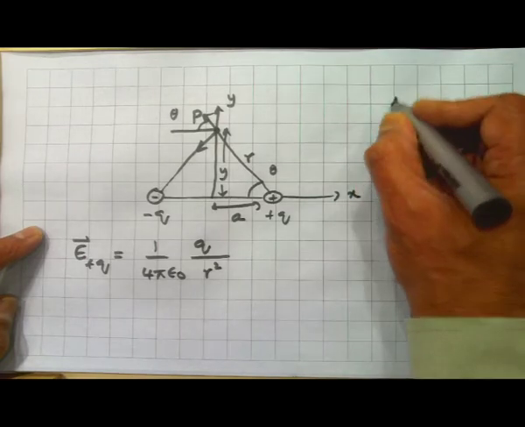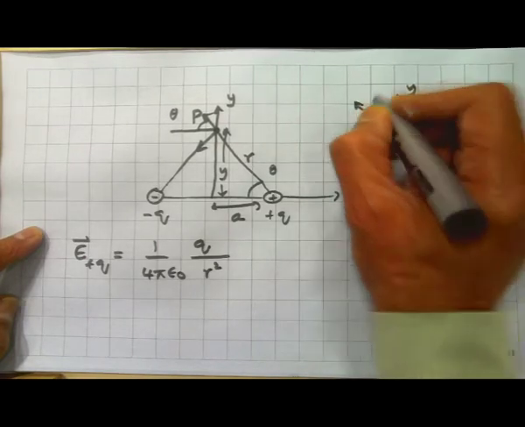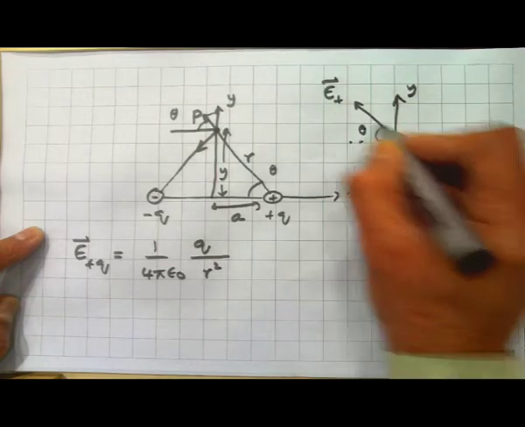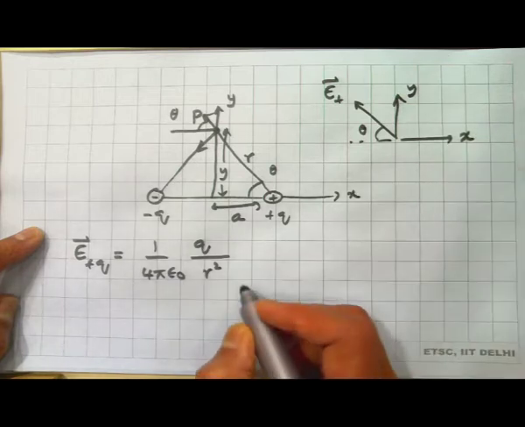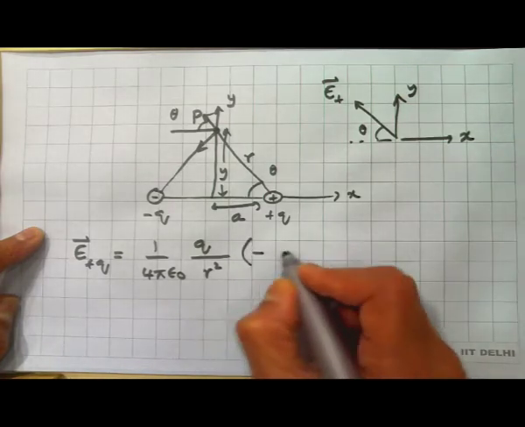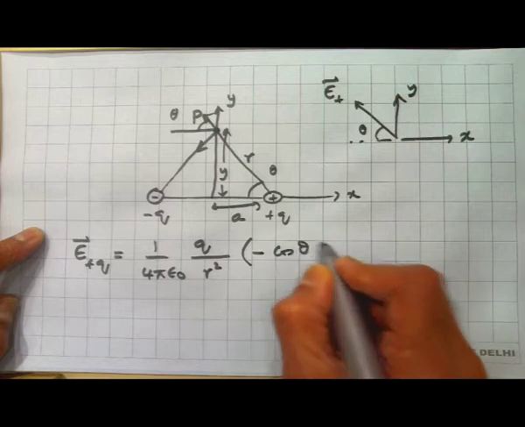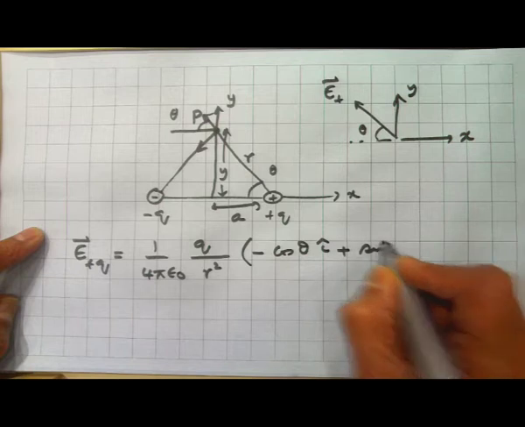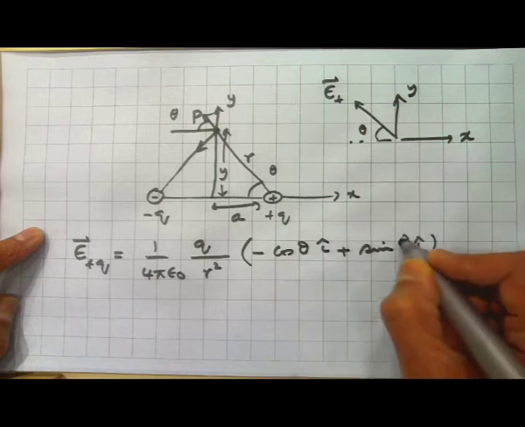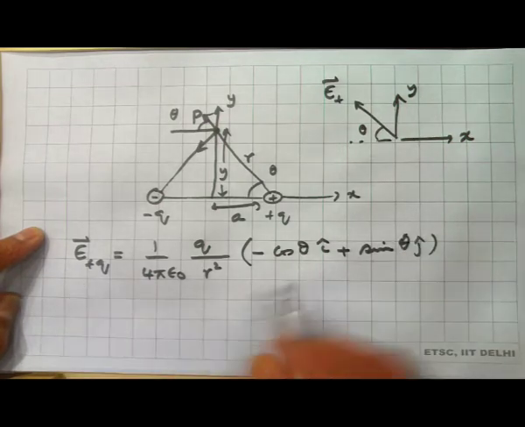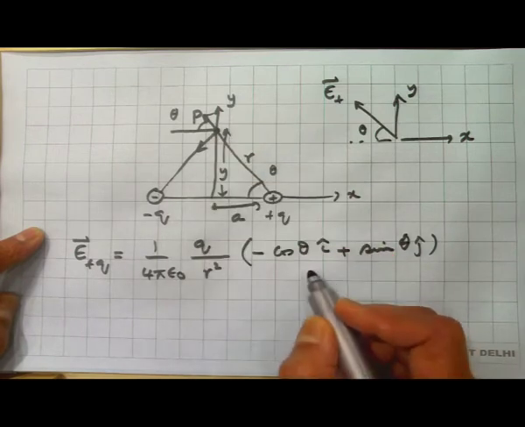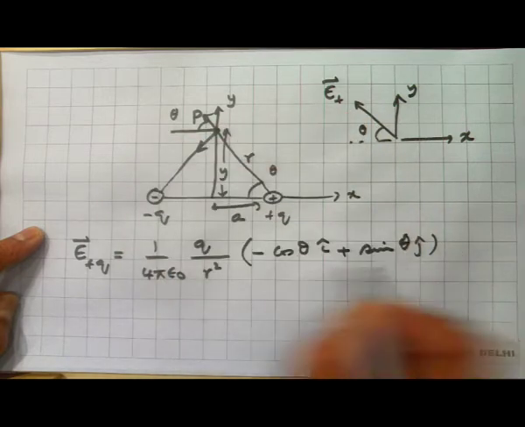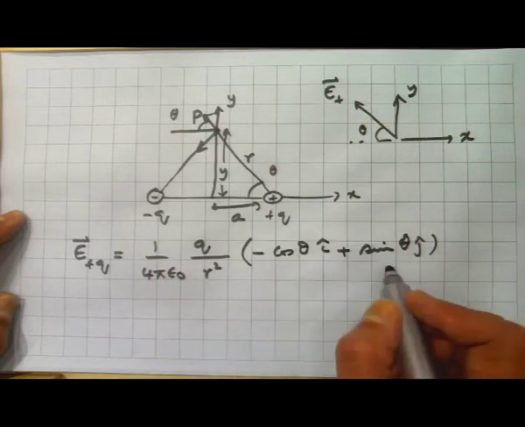Here is my y axis, the electric field goes like this because of the positive charge, and this angle I am calling theta, and this is my x axis. The x component is minus cos theta i cap, and the y component is sin theta j cap. The electric field, because of this plus charge at this point, has two components along the x axis and along the y axis, which are given by minus cos theta i cap plus sin theta j cap.